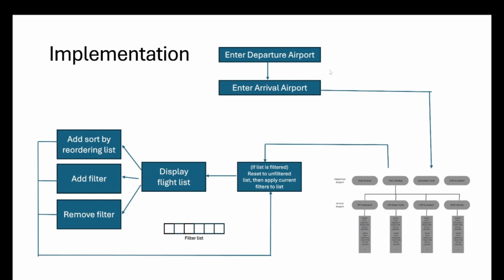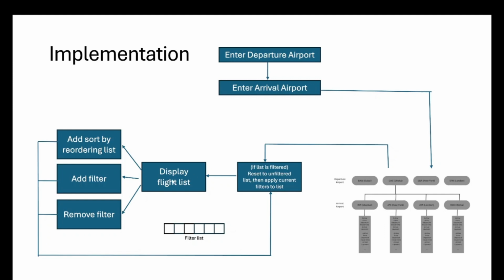So here's a simple overview of the implementation of this project. It starts with the user entering a departure airport and an arrival airport, and the program searches the database for a list of flights that depart this airport and arrive at this airport. As you can see, there's a tree for the departure airport at the top, and once it finds that, it finds the arrival airport and then finds the correct list. And then it applies any current filters to the list. There's not any filters yet, so we can get to that later.